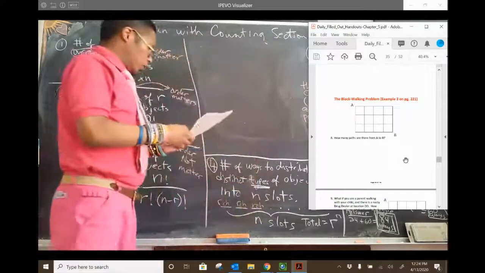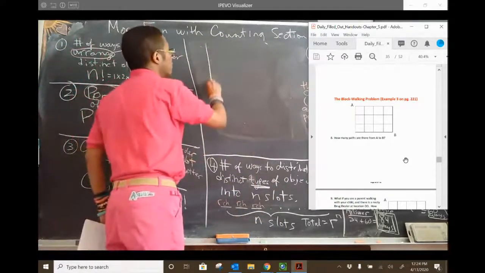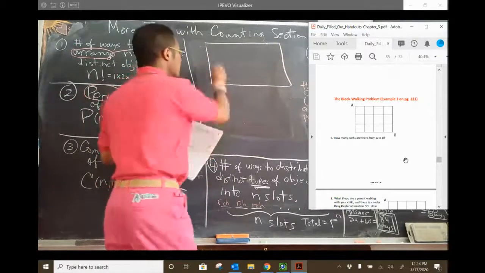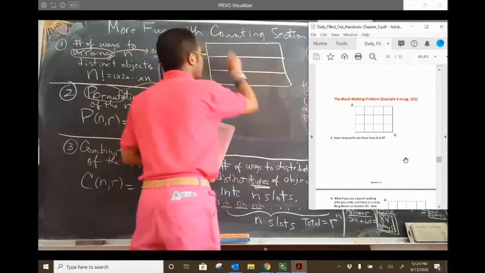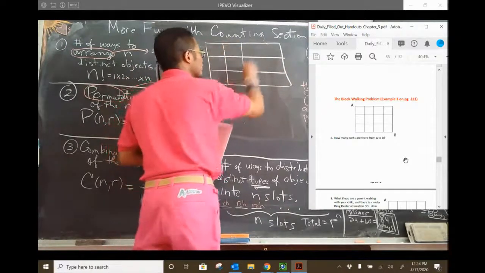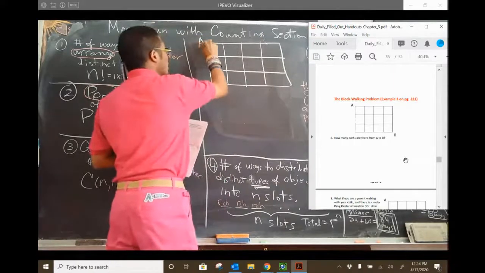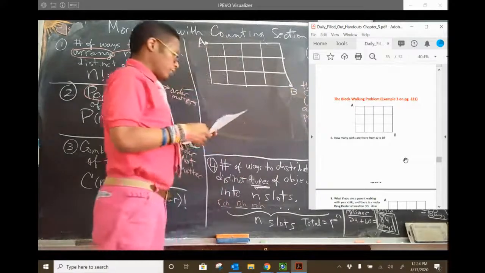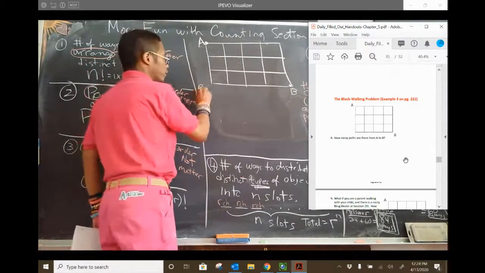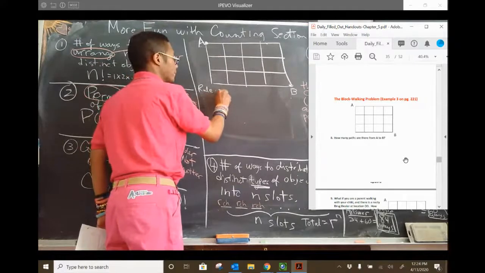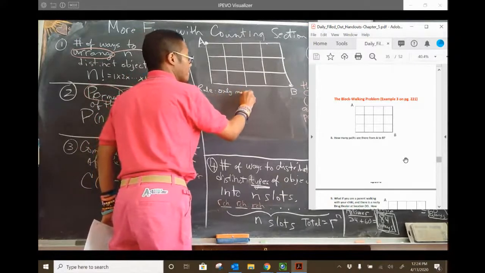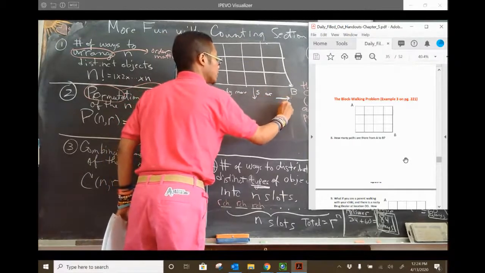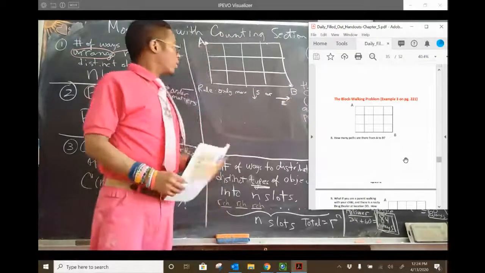So we're walking from A to B, and it's 3 units high and 4 units across. A is this point over here, B is this point over here, and the rule is we can only move south or east. Those are our only 2 available moves.